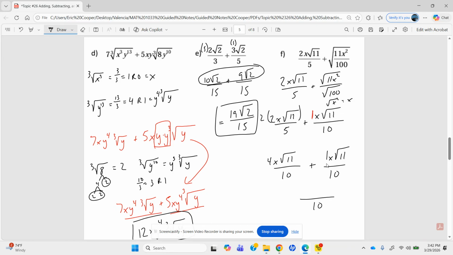I have 4x plus 1x, which is 5x, square root of 11. But this time 5 over 10 can reduce. 5 over 10 becomes 1/2. So I have x square root of 11 over 2 as my final answer. So again, you can combine radicals as long as the radicals are the same, and if they're fractions, those fractions still have to have common denominators. We have to follow those rules as we do it.